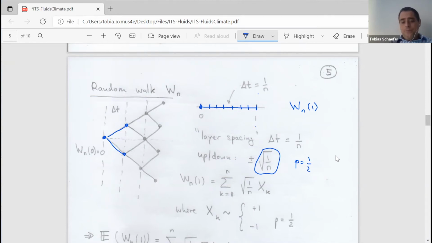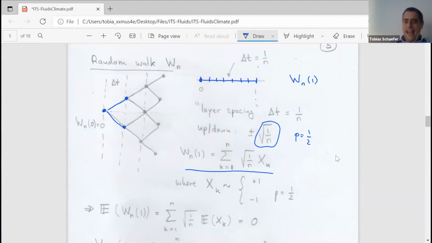So how do I choose the scaling of the up and down jumps in order to make this happen? And now we need to remember that the variance is a quadratic quantity. So here's how I can do this. This formula means that xk can just go up or go down, +1 or -1, with probability half at each step.